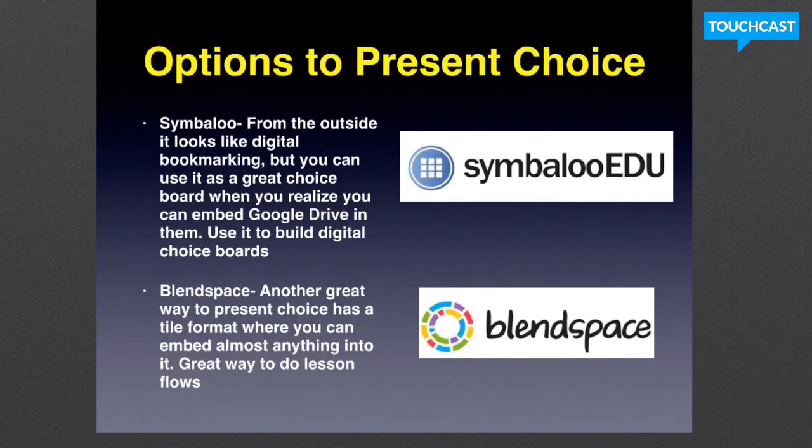One is called Symbaloo, and from the outside it looks like digital bookmarking, but you can use it as a great choice board when you realize you can embed Google Drive on it. So you can embed Google Docs and have them be directions to take you lots of other places. And so use it to build those digital choice boards. Another option is BlendSpace, and it's a great way to present choice because it's a tile format where you can embed almost anything into it, and you can do lesson flows pretty easily with it.